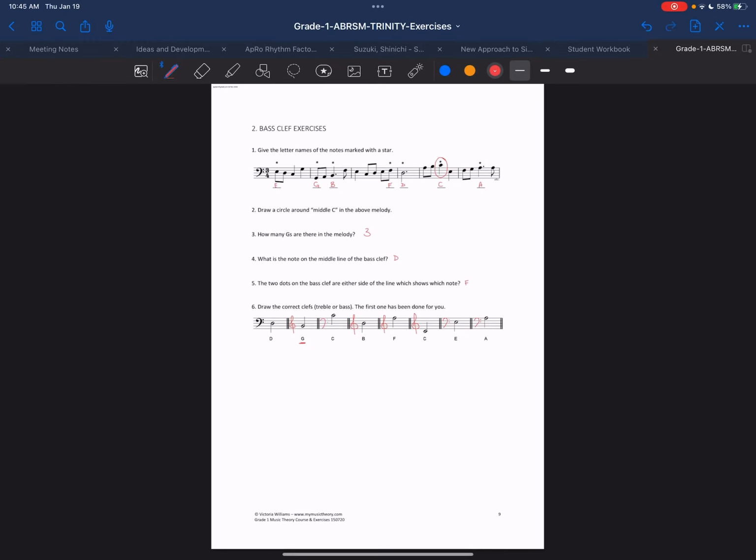There we have the answers to page 2 bass clef exercises for grade 1 music theory.